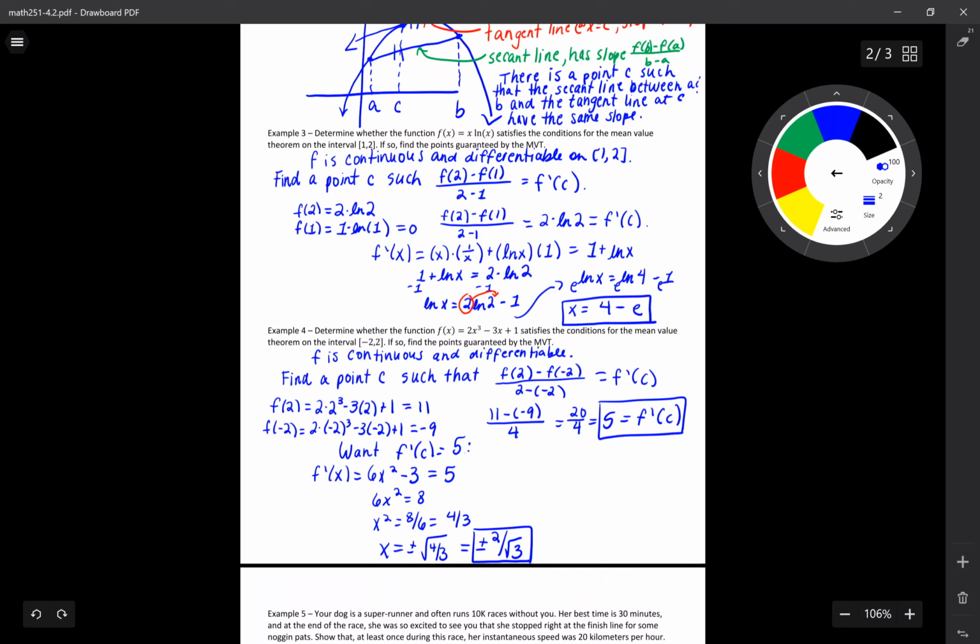Both of these, the plus and the minus, happen to be in my interval from negative 2 to 2. So in this case, I have two c values such that the slope of f at those two c values is the same as the slope of the secant line between negative 2 and 2. And of course here, the slope of the tangent line is 5. This 5 right here.